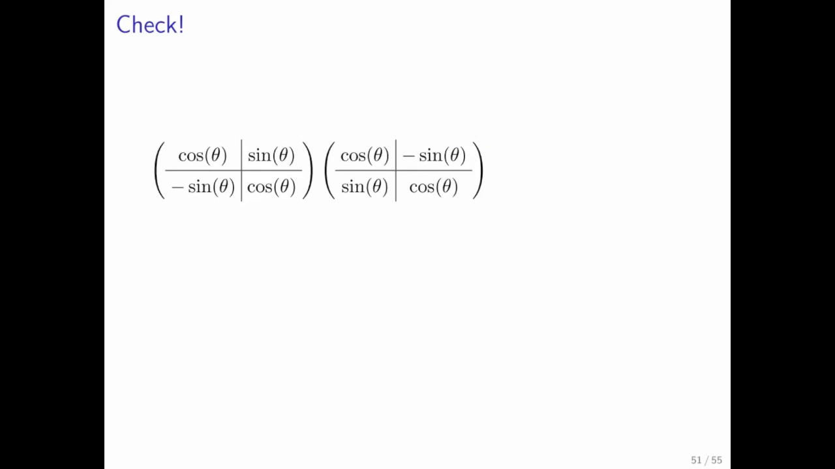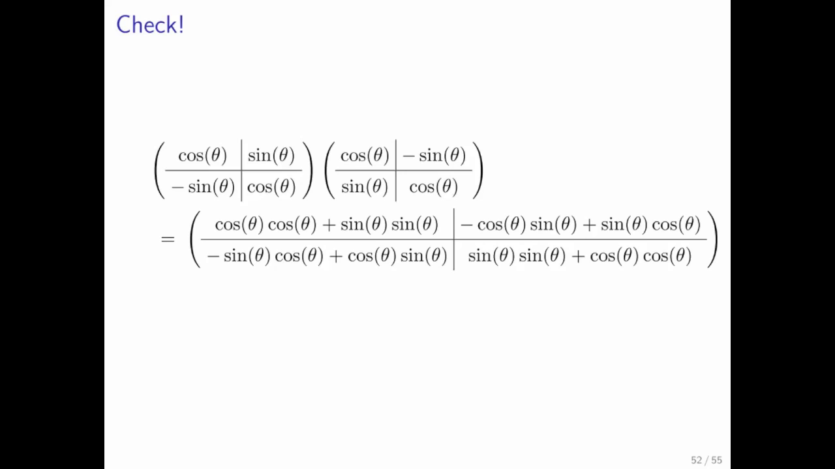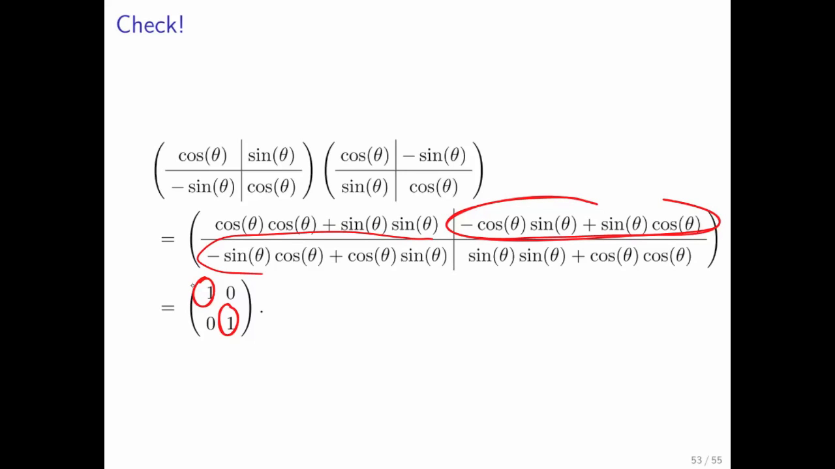We can check. If you multiply this whole mess out, you get this right here. Let's see, this first entry is just this times that plus this times that, and so forth. And then if you remember from trigonometry that the cosine squared plus sine squared is 1, then you recognize that the entries on the diagonal are equal to 1. And if you look carefully at the off-diagonal entries, you see that the terms cancel so that you get zeros.